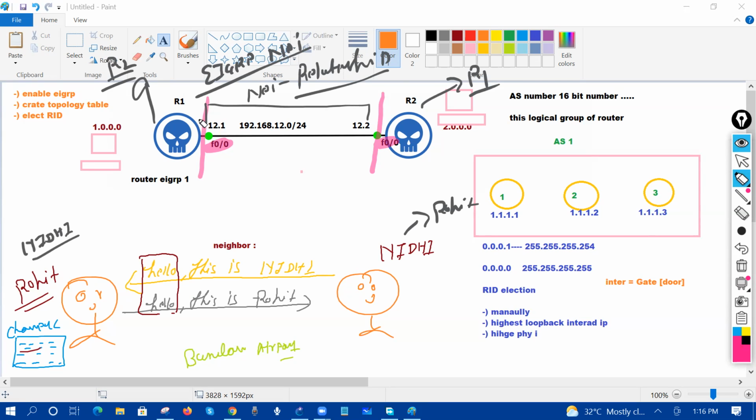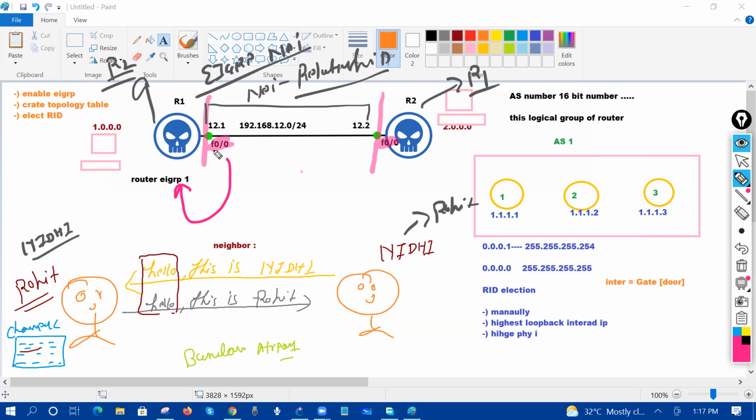I'm not talking about the ping. They can ping each other right now. 12.1 can send traffic to 12.2 and 12.2 can send traffic to 12.1. I'm talking about the perspective of EIGRP. These two guys are dumb. They will not be able to understand any EIGRP packets. What happened? I need to open this gate. And how do I open this gate? By enabling this interface in the EIGRP routing protocol.